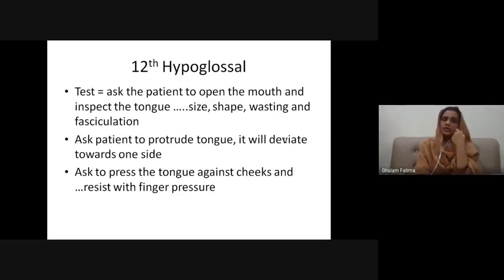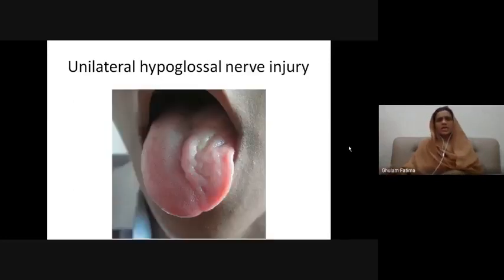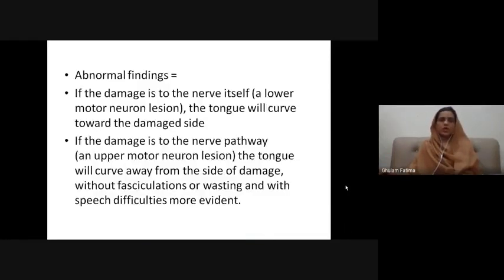Another very important finding is that you will see if the tongue is protruded to one side, it is deviated to one side. This is an indication of unilateral hypoglossal nerve injury. You can see there are also some kind of wrinkles over there, and there is unilateral deviation. So this is an indication of unilateral hypoglossal nerve injury. The other thing is that you will ask the patient to put the tongue along the cheek and will resist this with your hands. The patient will be asked to resist against your hand and put some force with the tongue.